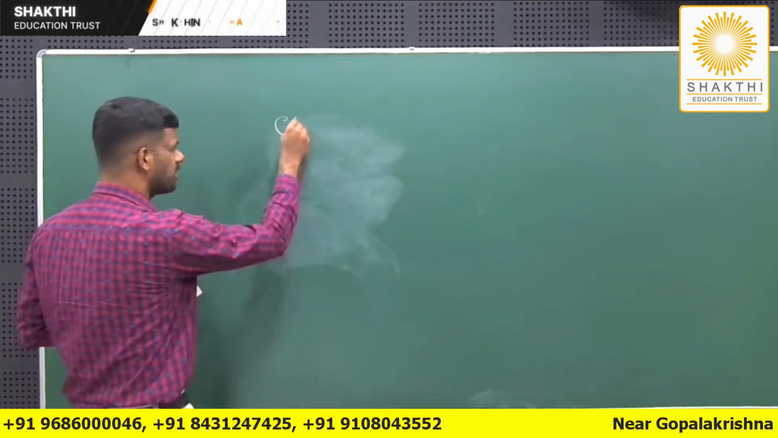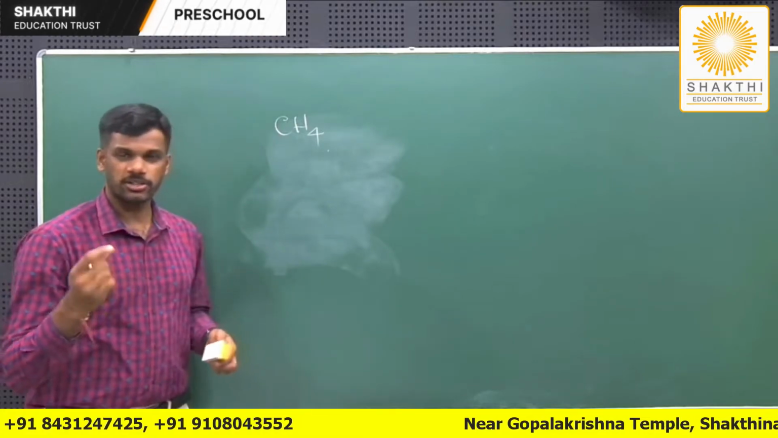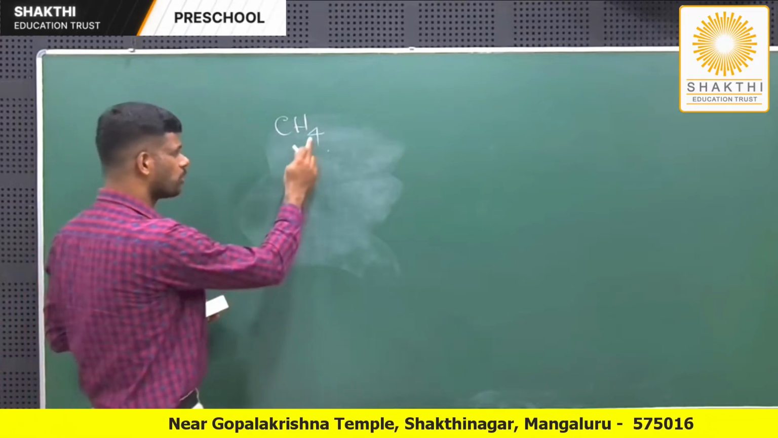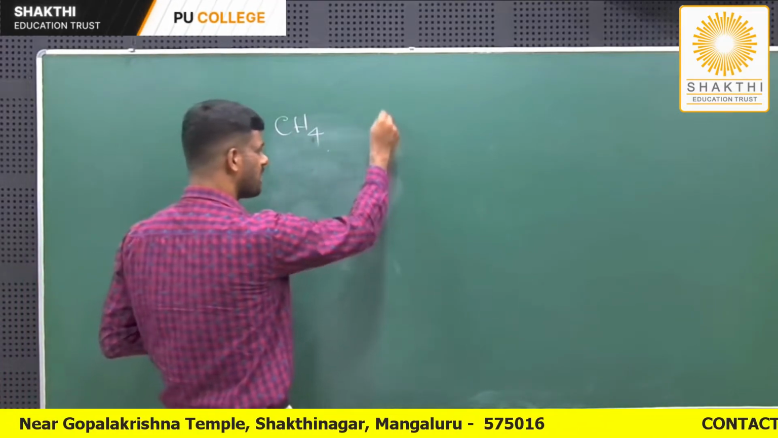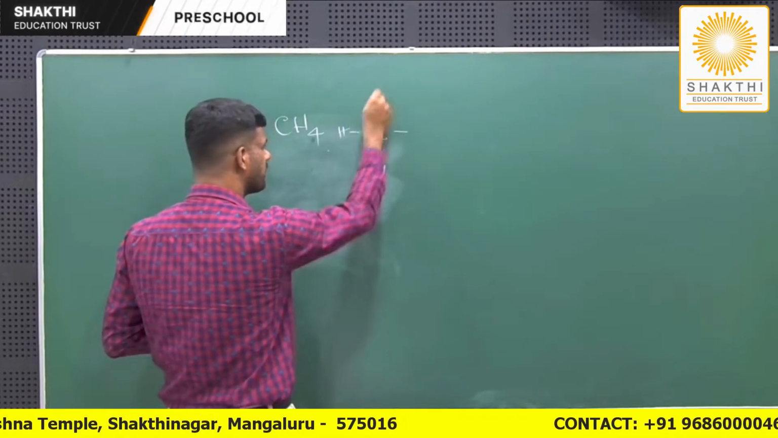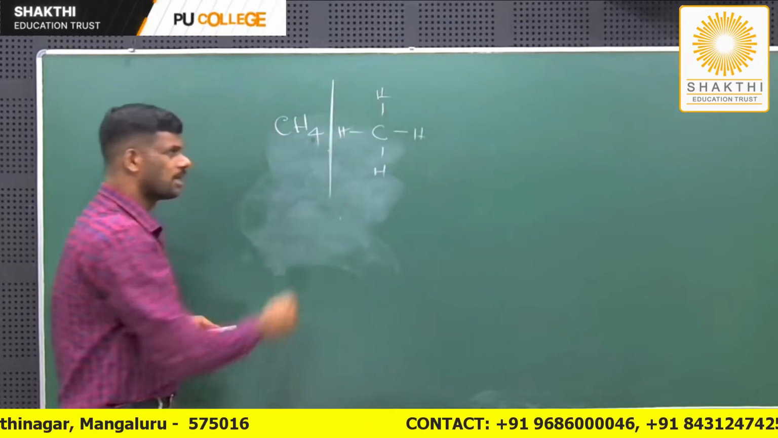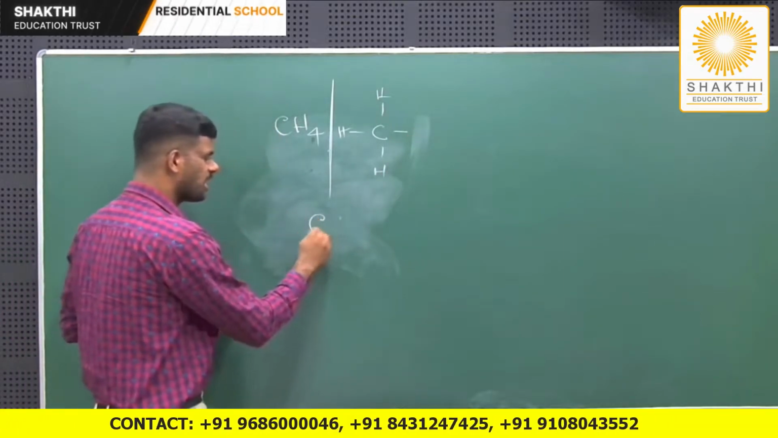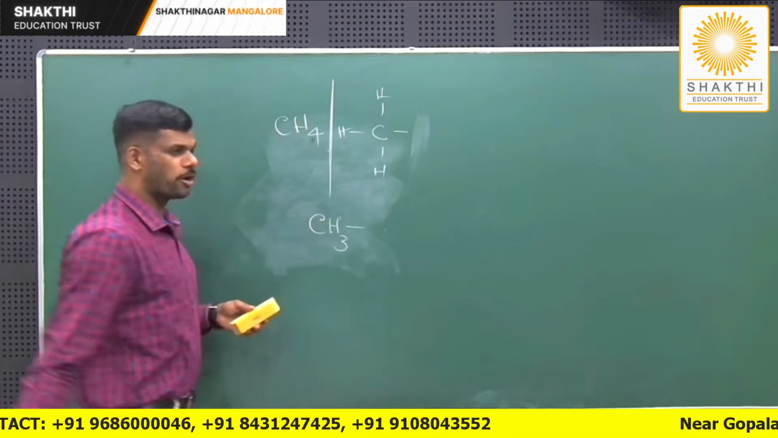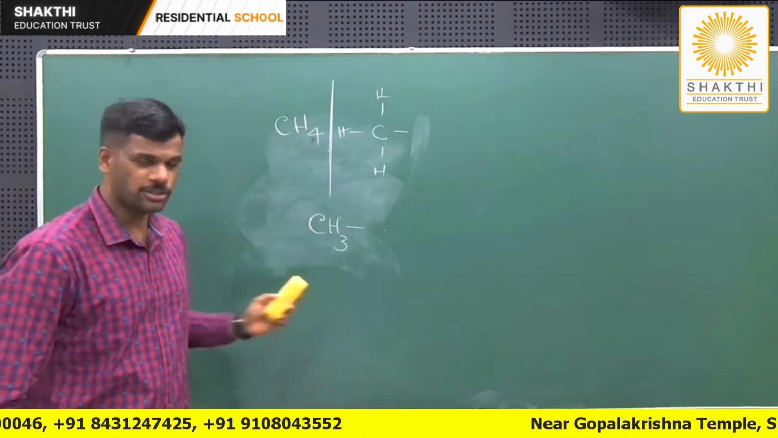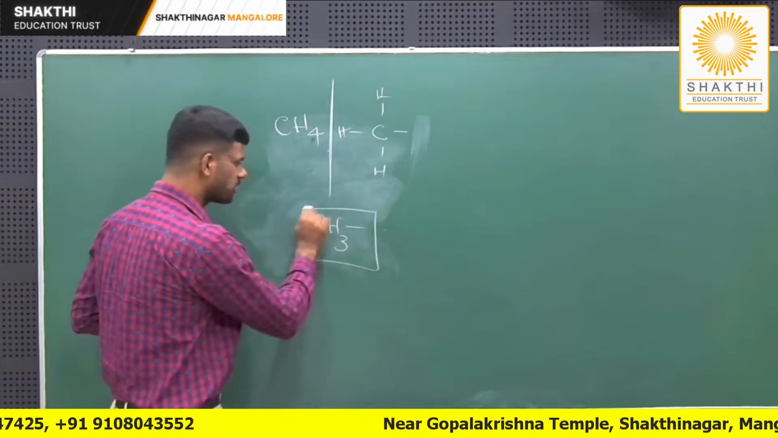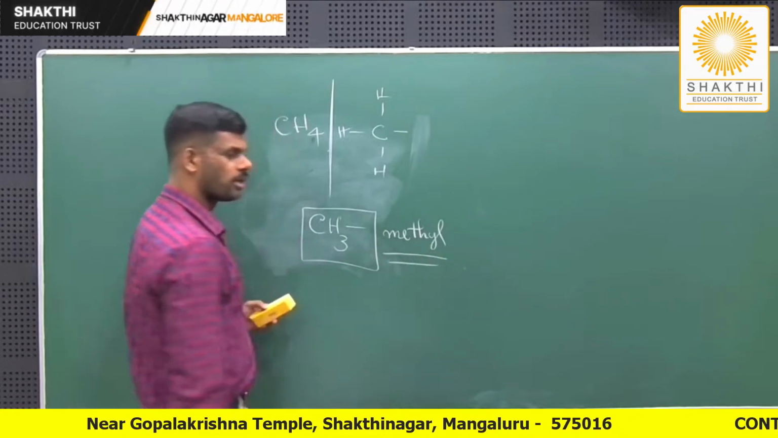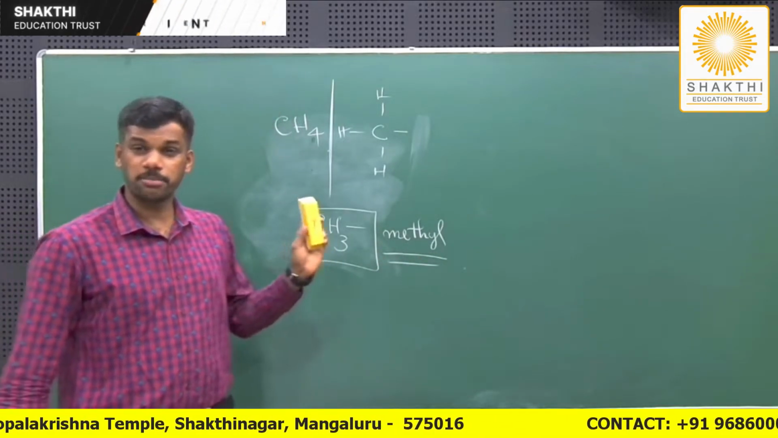Methane is written as CH4. The structural formula was taught to you in the previous class. Remove one hydrogen from methane. When one hydrogen is lost from methane, it becomes CH3 with one bond pending, which means the CH3 group is called the methyl group. Hope this point is very clear to all. The CH3 group is called the methyl group.